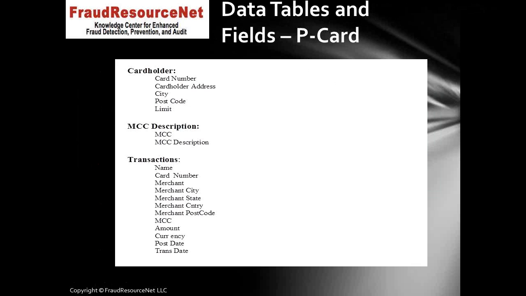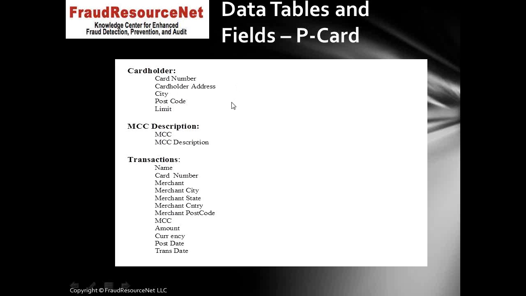But the key fields are listed here. I mean, you obviously want card number and address and city and limit and that kind of thing. One thing that you could do with the cardholder list is map it to the list of active cards. You could get from the bank the list of cards currently, and map it to the ones that you think are out there, and allow that to tell you if you have other ones that you thought were terminated, but they're still active.